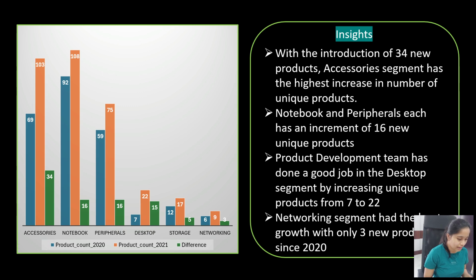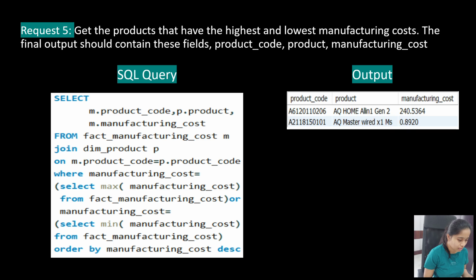Networking segment had the least growth with only 3 products since 2020. And this is the ad hoc request number 5. The question is to get the products that have the highest and lowest manufacturing cost. So we run the SQL query to get the output of the highest and lowest manufacturing cost.